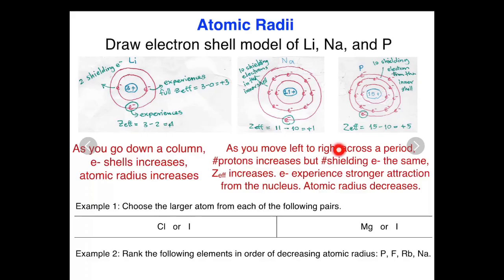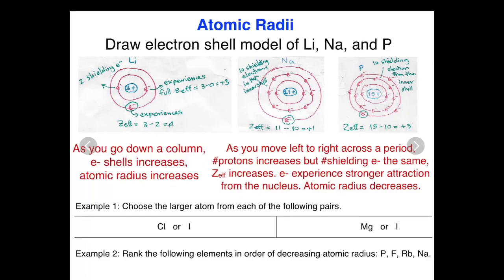So moving from left to right, you are actually increasing the number of protons, because going from 11 to 15, the number of protons increases. And the number of shielding electrons is the same, right? If you're looking at the number of shielding electrons between sodium and phosphorus, they are the same. But because moving from left to right you are increasing the atomic number while shielding electrons are the same, the effective nuclear charge will increase. Therefore, the electron will experience a stronger attractive force from the nucleus, so the size of the atom will get smaller. Okay, so that's exactly what I mentioned earlier.